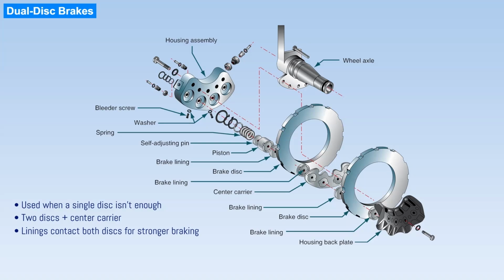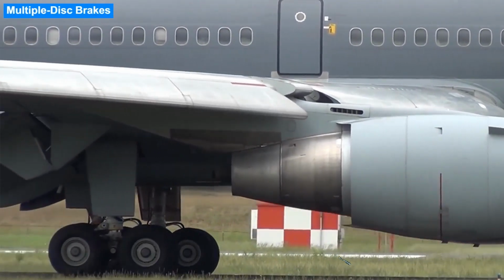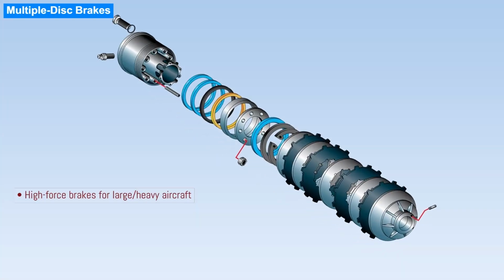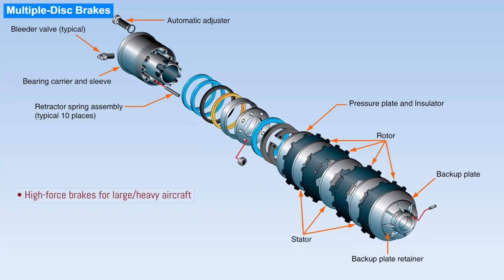Brake linings on either side of the carrier contact both discs when hydraulic pressure is applied, and extended caliper bolts secure the assembly, increasing the total friction surface area. Multiple disc brakes are used on large and heavy aircraft where very high braking forces are required. These brakes work with power brake control valves or power-boosted master cylinders.